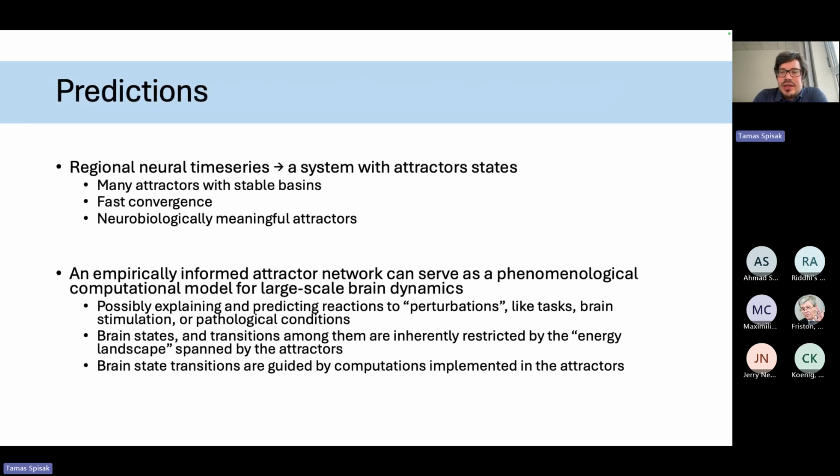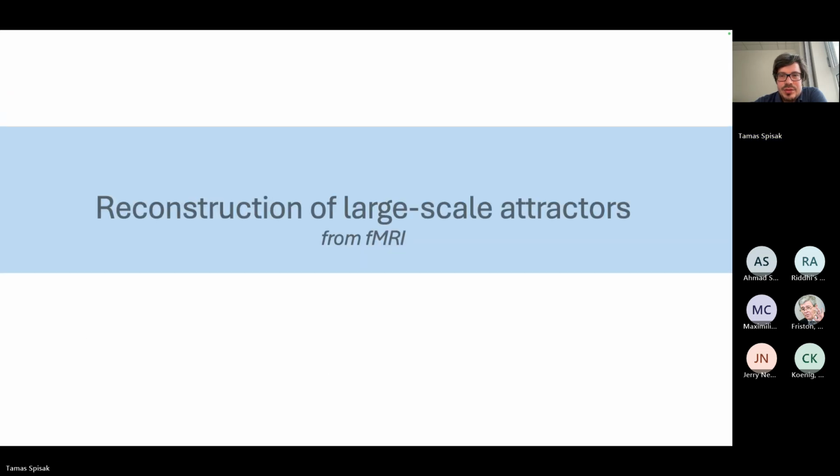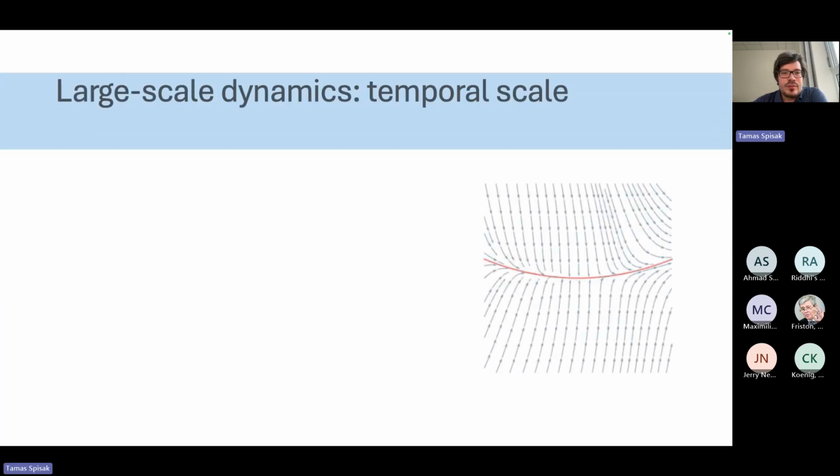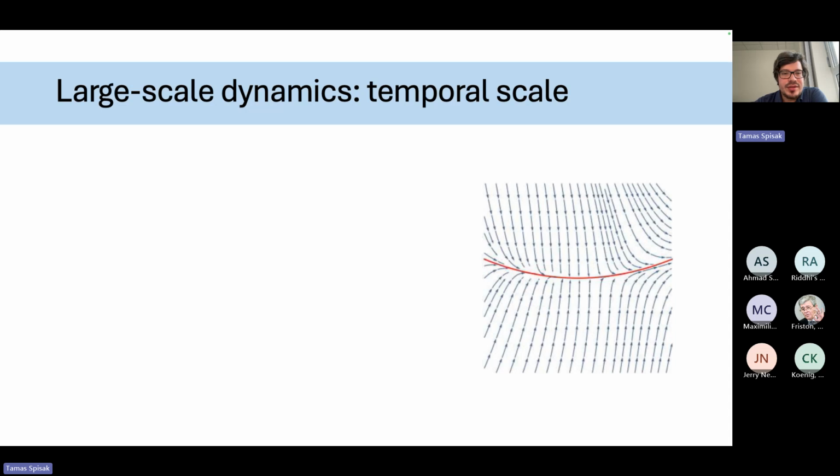So the framework and outline so far has a lot of predictions that can be tested experimentally. And I will just skip this slide because I want to spare some time and start right away with actually testing all these predictions, because we have done some initial work with fMRI data. First of all, just a few sentences on why I believe that functional MRI might be suitable to reconstruct attractor states and the attractor dynamics of the brain at the large scale.